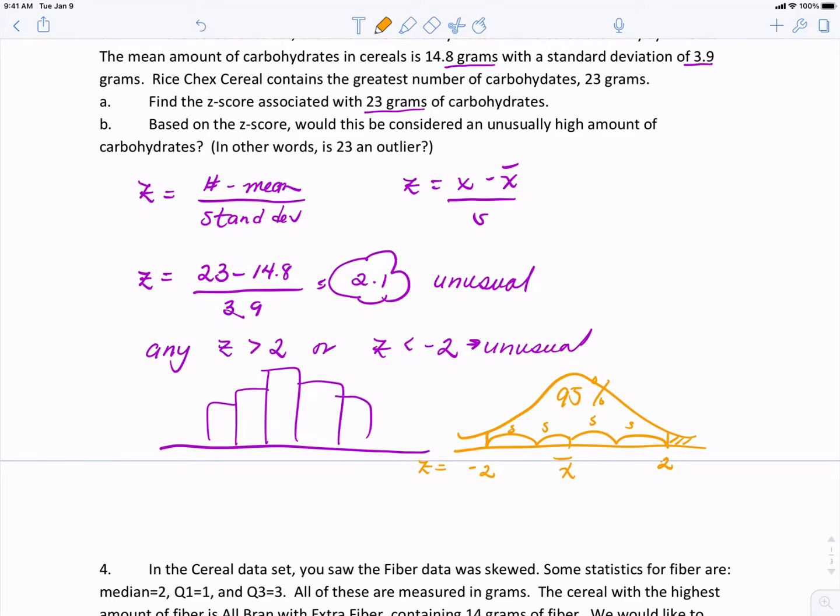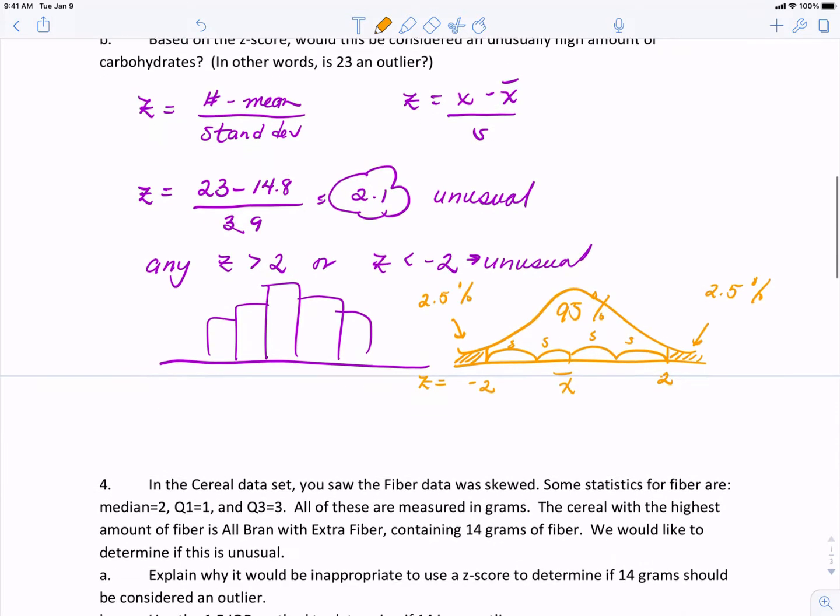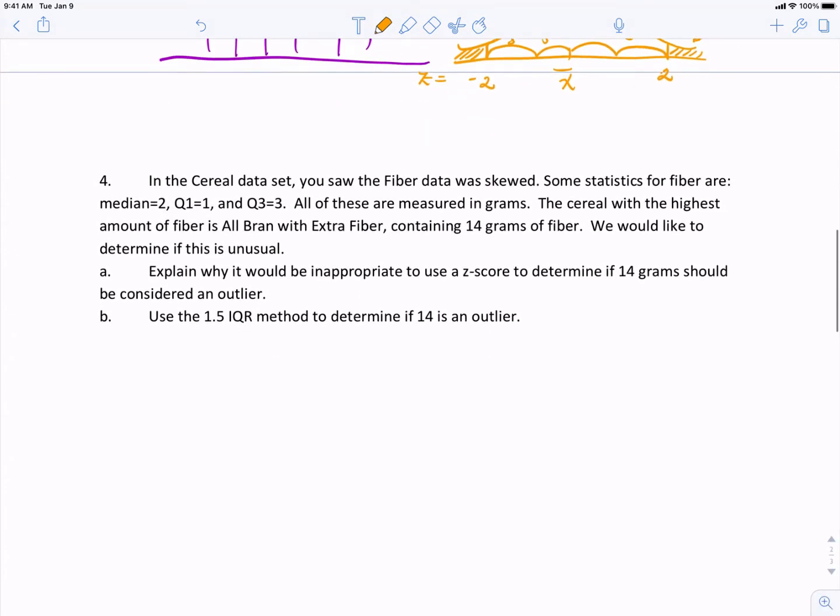And so anything out here and anything out here would be unusual. This would be unusually low because only 2.5% of the data would be in that region. And this would be unusually high because only 2.5% would be in that region. So if your z-score is beyond 2 or beyond negative 2, you're in either the top 2.5% or the bottom 2.5%. So that is an unusual kind of elite place to be.